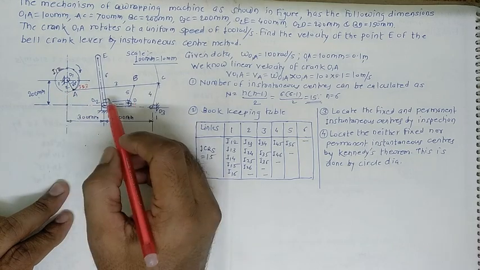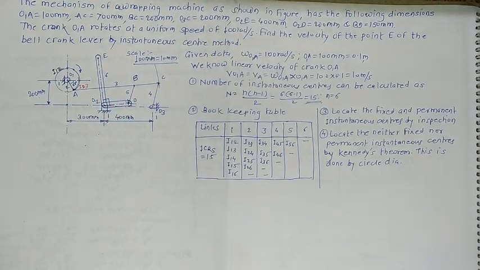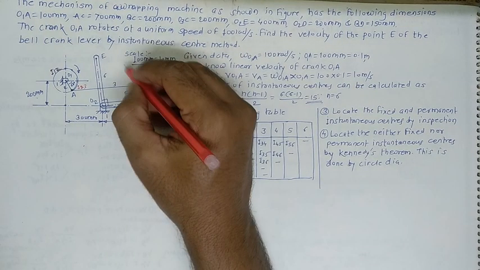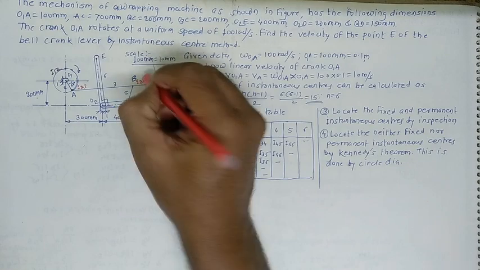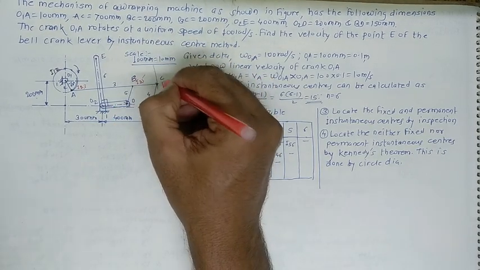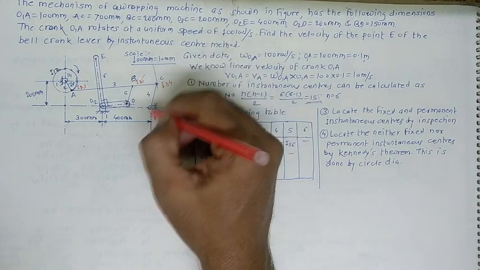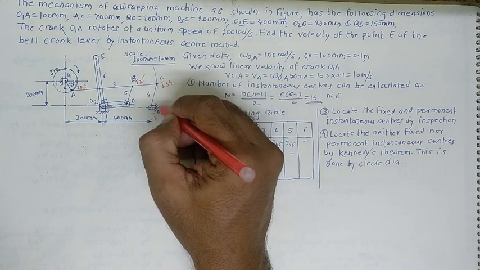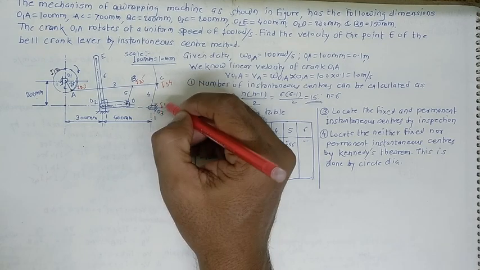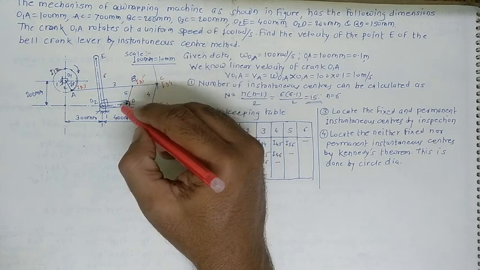The next one, number 3, is connected with link number 5, so the name for this should be I35. Number 3 is connected with 4, so the name at this spot should be I34. Number 4 is connected with number 1 again, so here the name I14 should be given. The next one, link 5, is connected with link number 6.